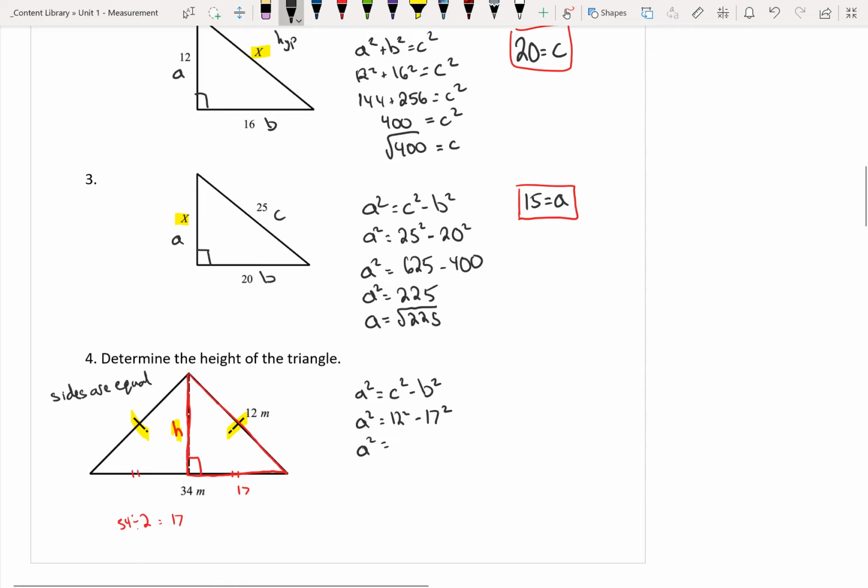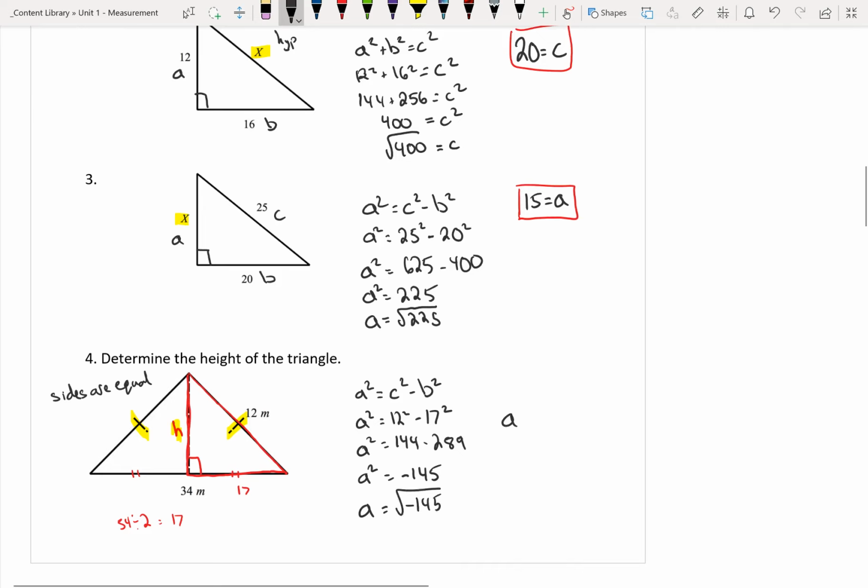A squared is equal to 144 minus 17 squared. 17 squared, or 17 times 17, 289. So a squared equals negative 145. And again, the last thing I need to do is square root that number.